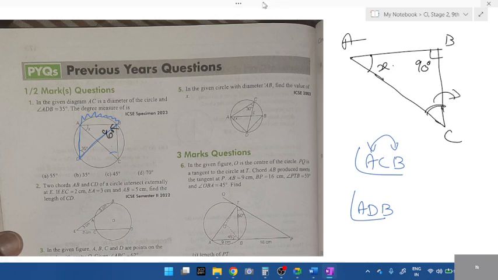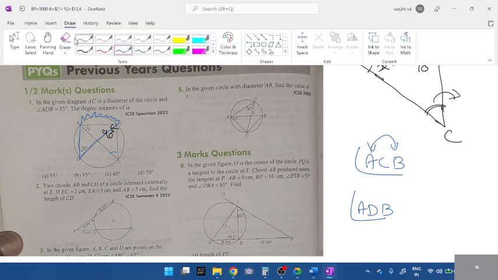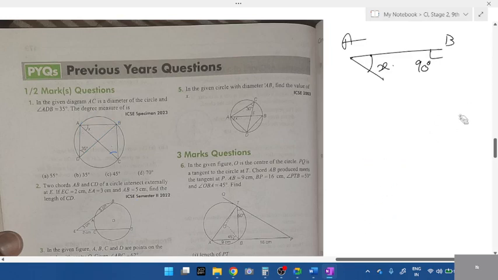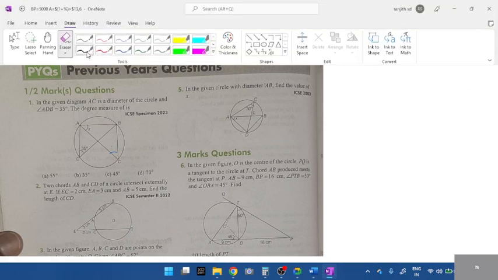Okay, let me explain this in detail. Did you all understand? Is it clear? Okay, what is the answer? 45? 55, correct. 55 is the answer. Option A is the answer. I'll explain in detail. Look here.